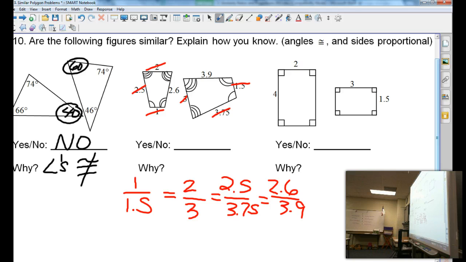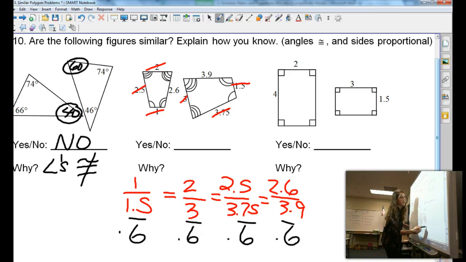Brett, what did you get when you did 1 divided by 1.5? 0.6 repeating. Cool. Nasia, what did you get when you did 2 divided by 3? 0.6 repeating. Ooh, it's looking good, guys. Ava, what did you get when you did 2.5 divided by 3.75? This one. Can you divide this one, please? And Lewis, can you divide this last one, please? 2.6 divided by 3.9. 0.6 repeating? Okay. Same thing.